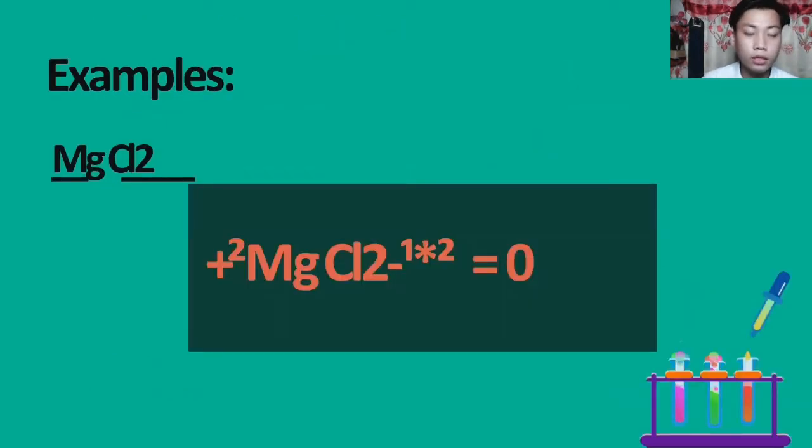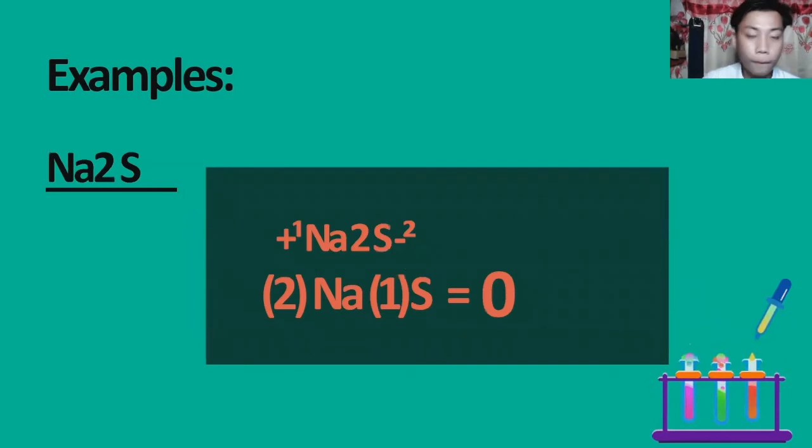The first example is magnesium chloride: +2 for the magnesium and -1 for each chloride, so -1 multiplied by 2 equals -2, and +2 plus -2 equals 0, which is a neutral oxidation state. Second is sodium sulfide, which has a +1 charge on each sodium and a -2 charge on the sulfur, so 2 multiplied by +1 gives +2, and -2 balances it, equal to neutral, which is 0.